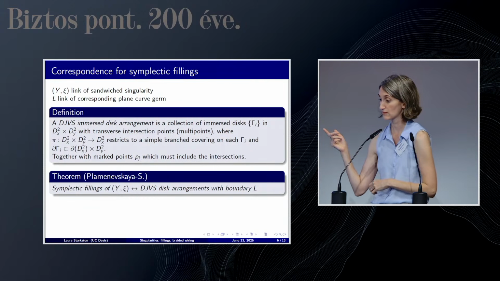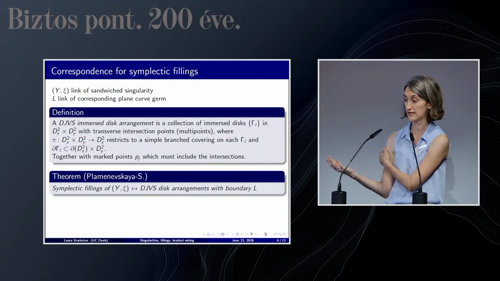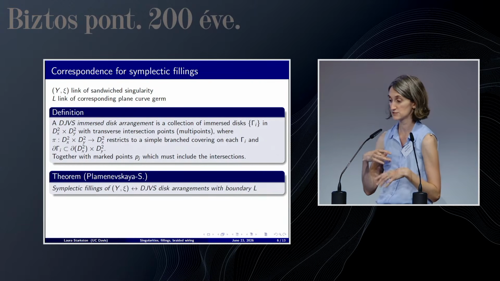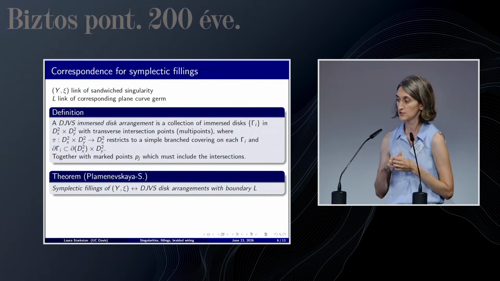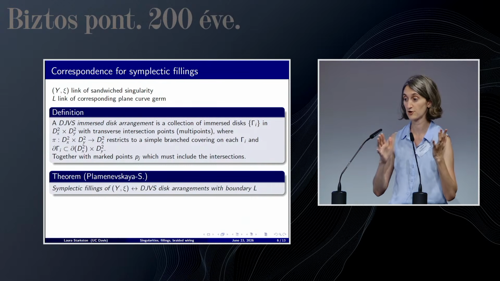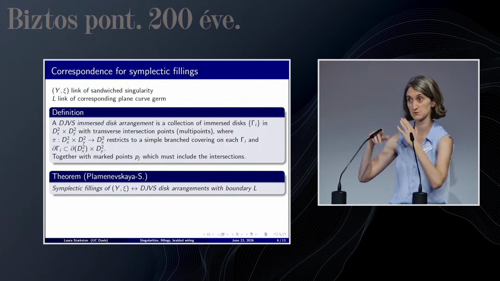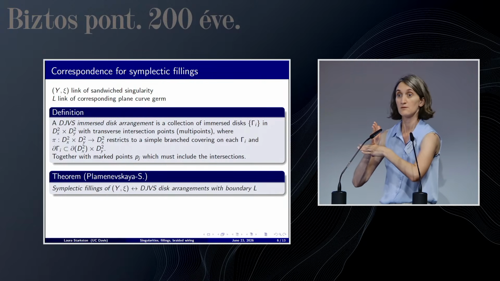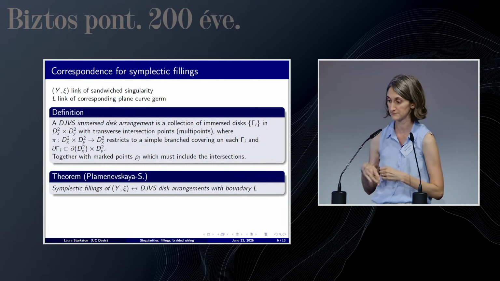So given that particular link, I'm going to define a generalization of picture deformation, which we're calling DJVS immersed disk arrangements. The DJVS is for de Jong-Van Straten. So basically, we just have a collection of immersed disks inside of the 4-ball, which I'll think of as a disk times disk, where all the intersections between the different disks or self-intersections are transverse, but they don't need to be generic. I could have multiple sheets intersecting all at the same point.